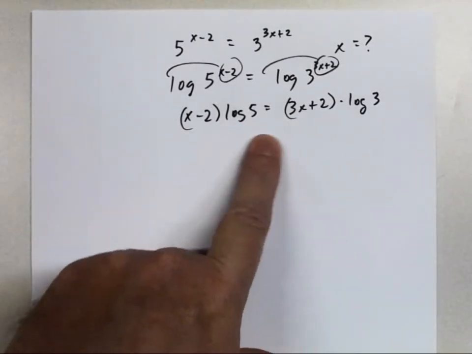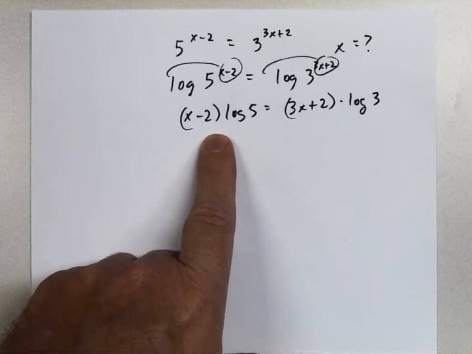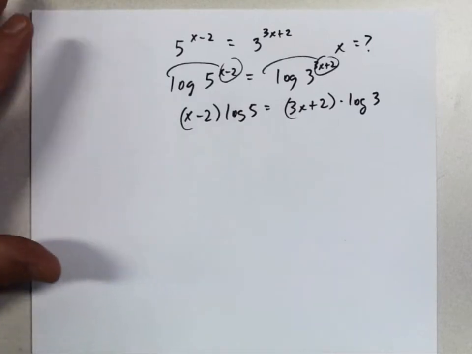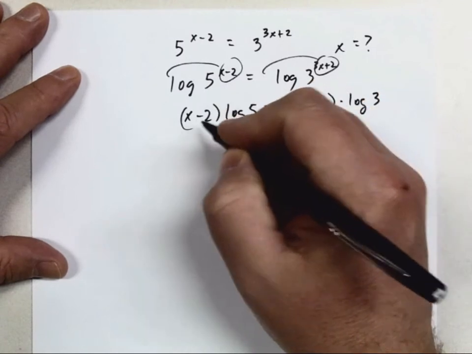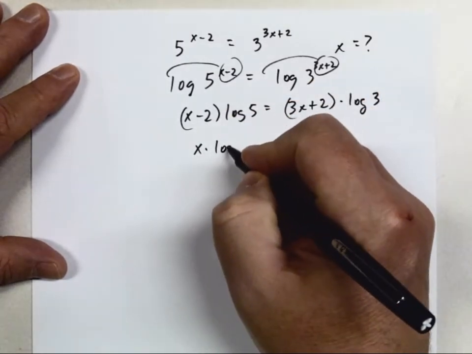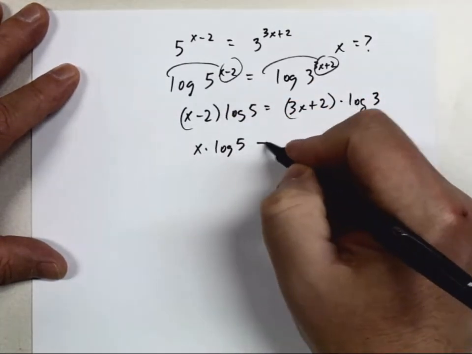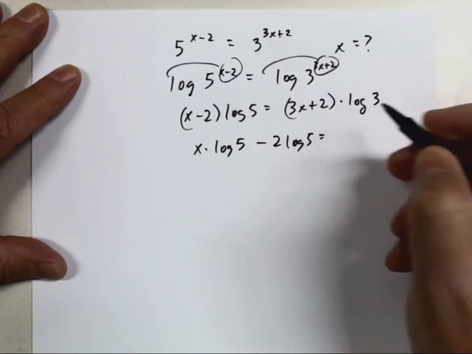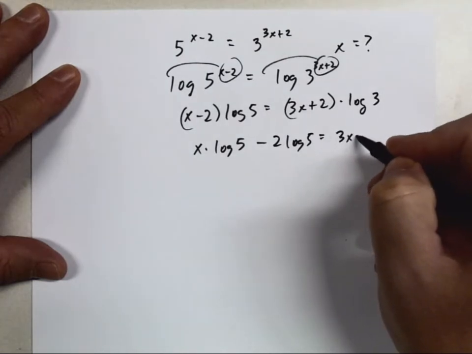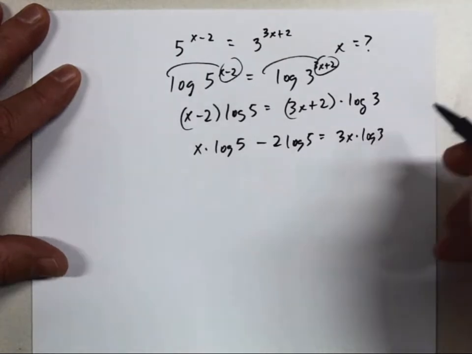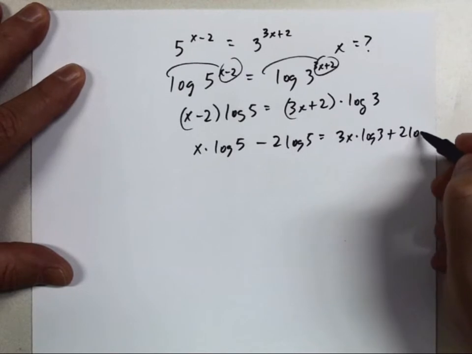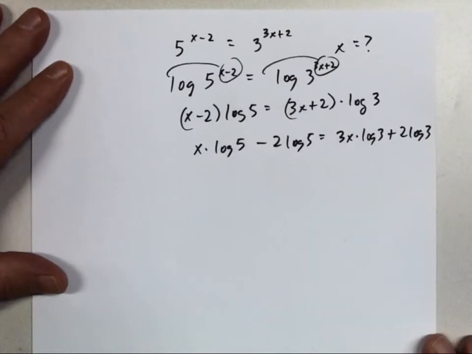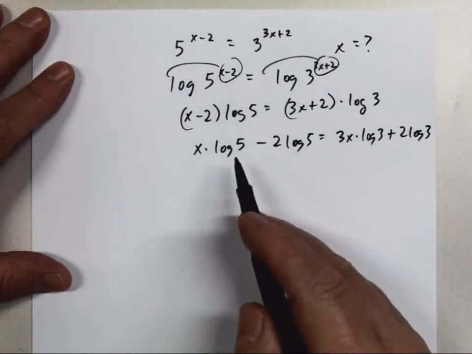Now if I'm going to solve for x, I'm going to have to multiply out these parentheses and then get every term with an x on one side and every term without an x on the other side. So if I distribute the log 5, it's x log 5 minus 2 log 5. Now if I distribute the log 3, 3x times log 3 plus 2 times log 3.